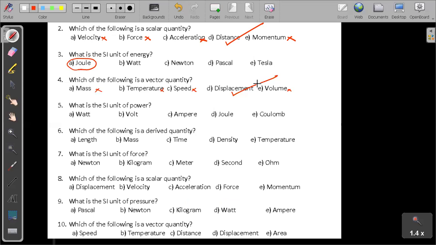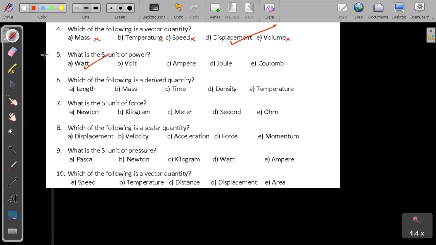What is that sound? What is the SI unit of power? What? It is what? Hari.